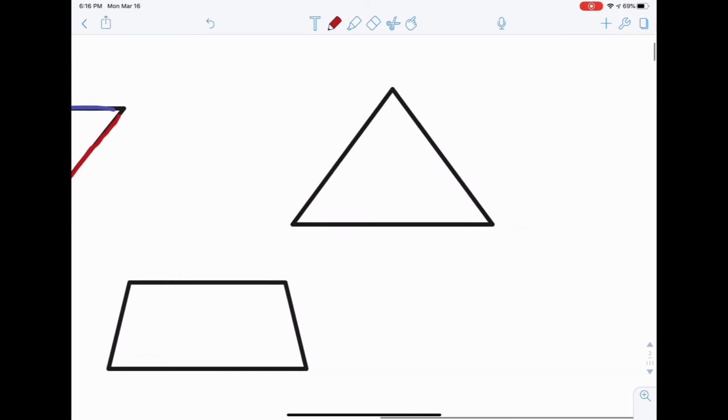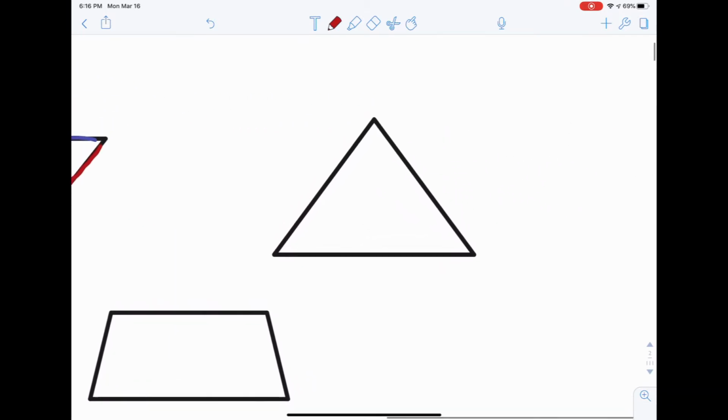Next shape. Here, if we want to be really specific, we can call this an isosceles triangle. We can call it an equilateral triangle. This is your basic run-of-the-mill triangle. Right? It's also an acute triangle because all angles are acute, meaning they are less than 90 degrees. All angles are less than 90 degrees.